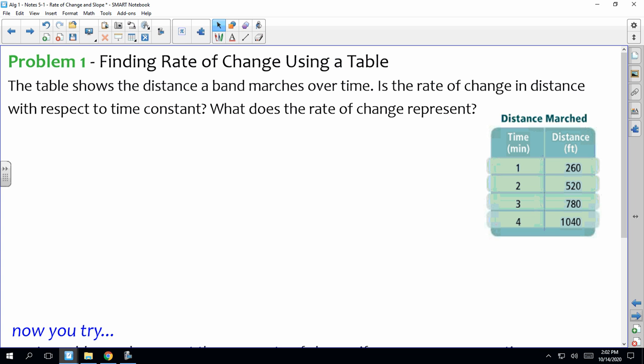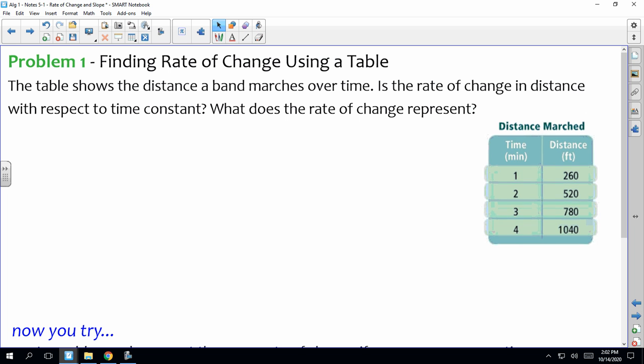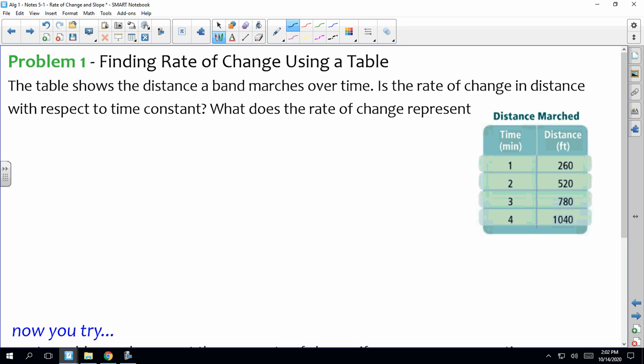So 260, 360, 460, looks like 260. And then the difference from 520 to 780 is also 260. And then from 780 to 1040 is also 260. Make sure over here we're only going up by 1 each time, otherwise this doesn't quite work. You have to fill in the blanks. So the fact that we're going up by 1 minute on the time, or x part of the table, and then on the y part of the table, we're going up by a constant rate of 260, we can say that the rate of change, or slope, of the equation is 260.